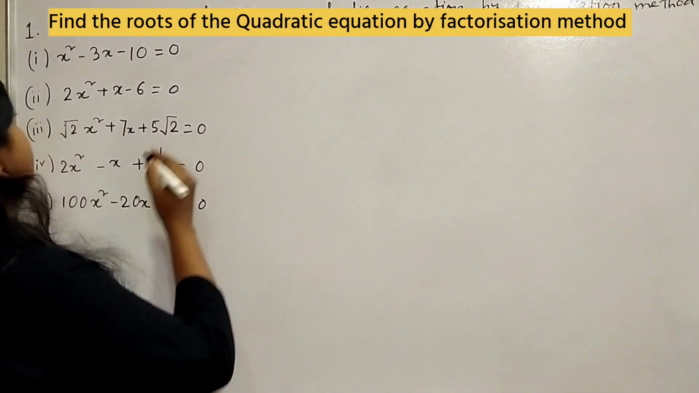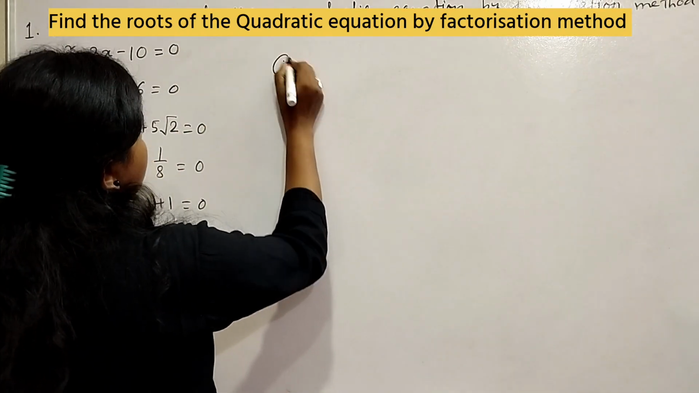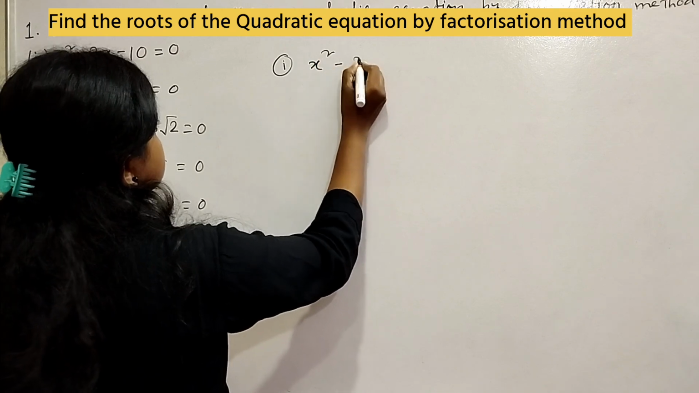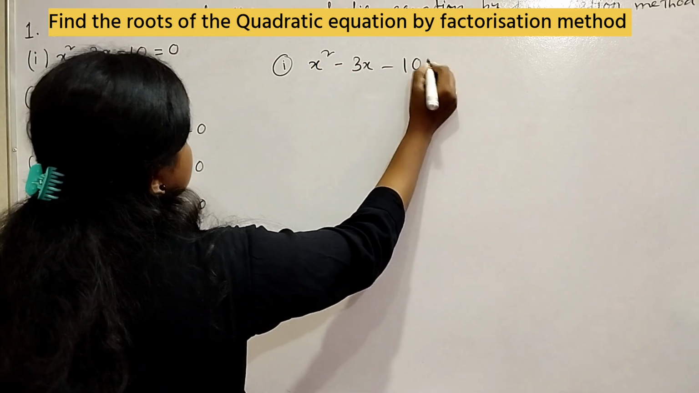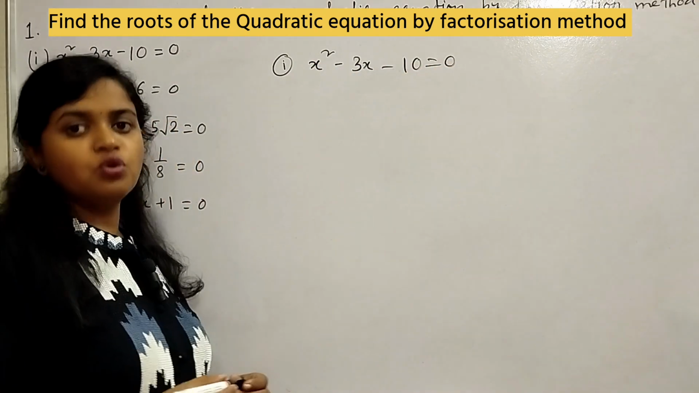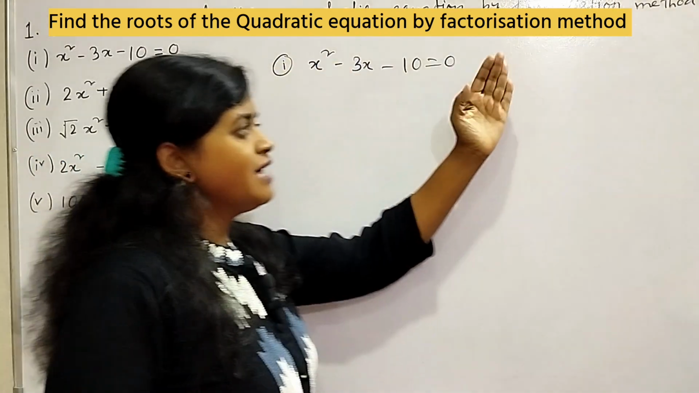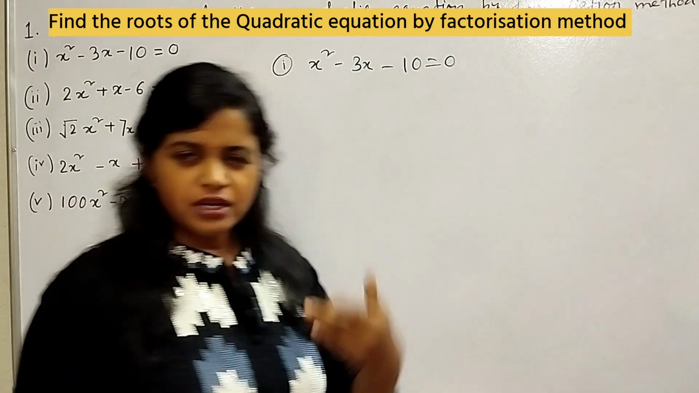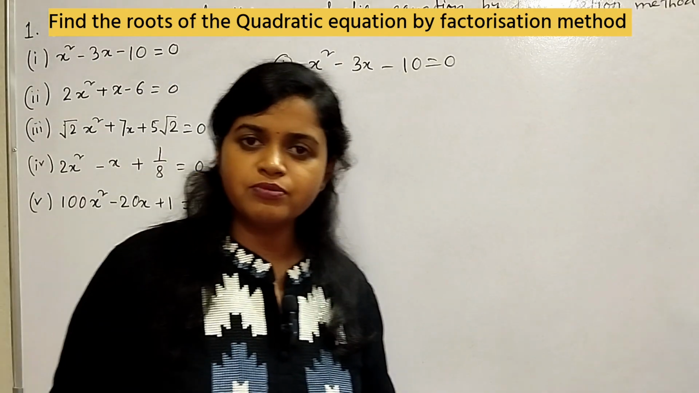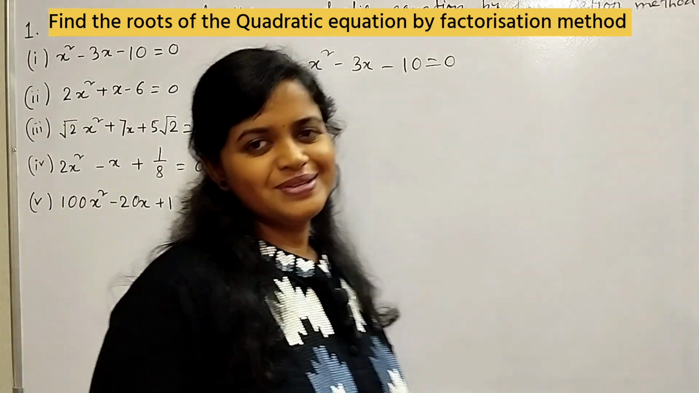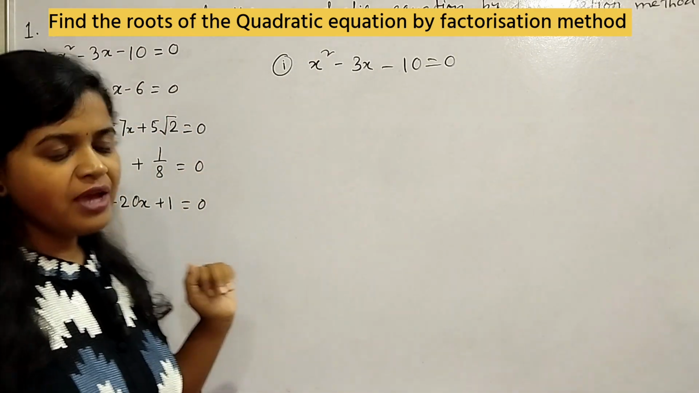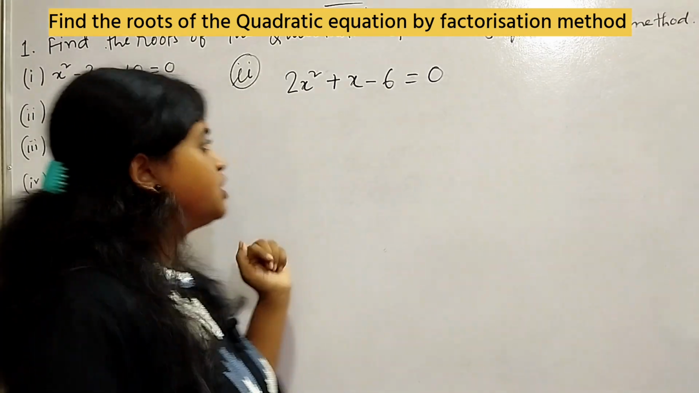So question number 1 is x square minus 3x minus 10 equals to 0. And what we have to do? We have to find the roots of the quadratic equation by factorization method. We already did this in exercise 4.1, so you can say in advance. Now let us discuss question number 2.